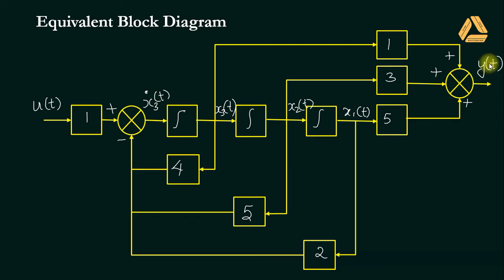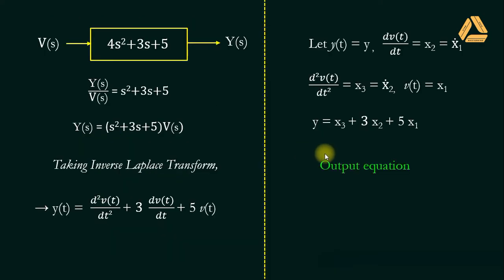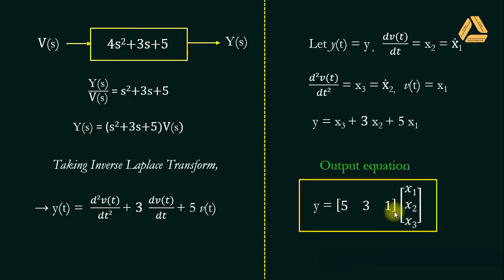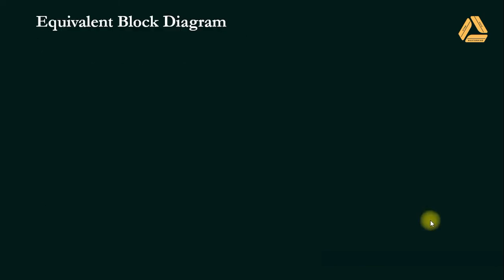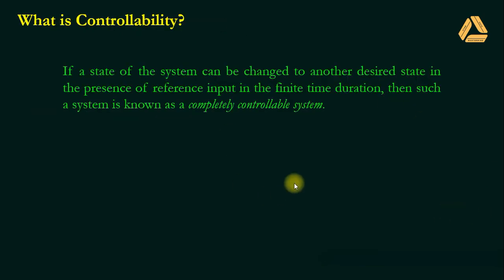And if you see, the output is given by the weighted sums of x1(t), x2(t) and x3(t). See, this is what I have given here, 5, 3, 1. These are the weights of x1(t), x2 and x3. Coming to the actual topic of today's session, which is controllability.